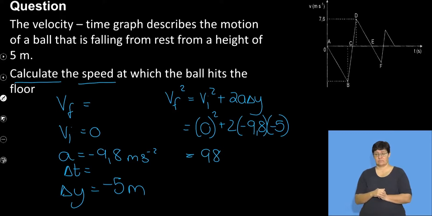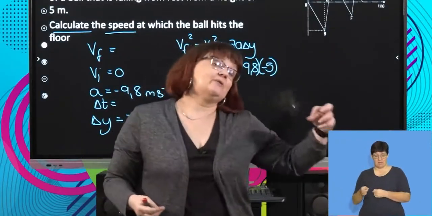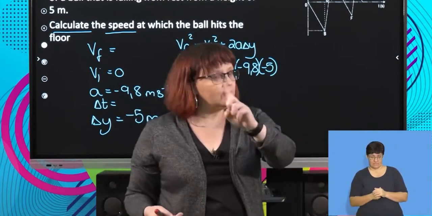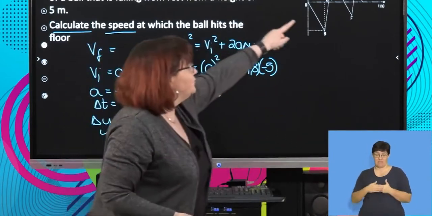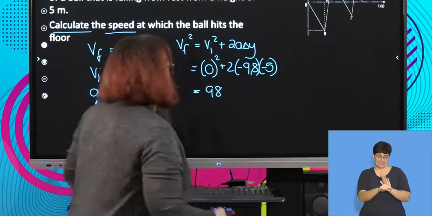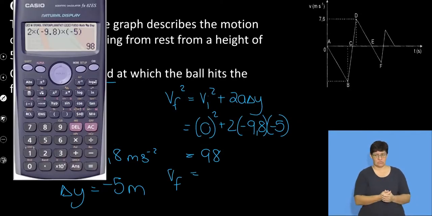Okay? I need to take the square root of this. You know from maths that when you take the square root of a number, you can either get a positive value or a negative value. We've got to look at this carefully because we know it has got to be a negative value. And they actually just wanted the speed. But I'm now going to take the 98 and I'm going to square root that answer.